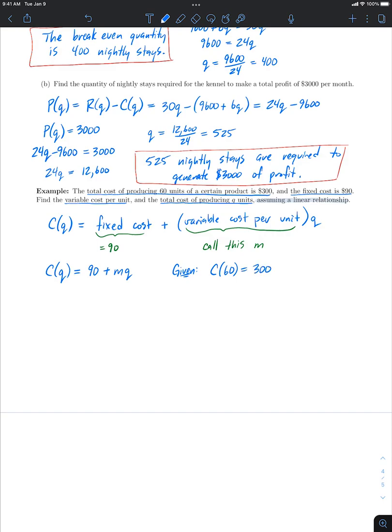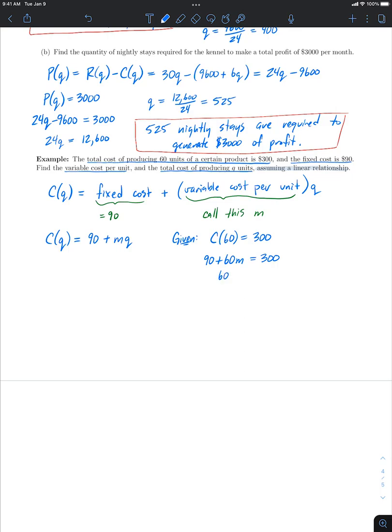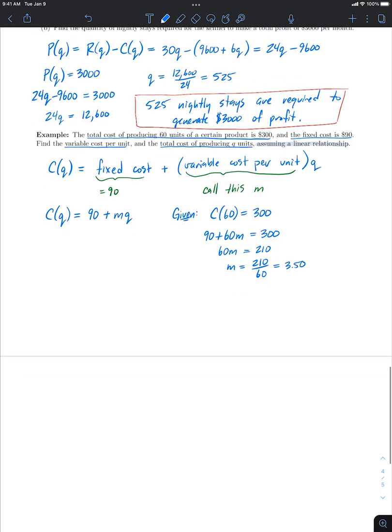That's how we're going to find M, because watch: C of 60, plugging in Q equals 60, gives 90 plus M times 60, or in other words, 90 plus 60 times M. And that's got to equal 300. That's an equation of one variable, so let's solve it for M. We get 60M is equal to 210 if I subtract 90 from both sides. Then M is equal to 210 divided by 60, which ends up being 3.5. In other words, the variable cost per unit is $3.50.